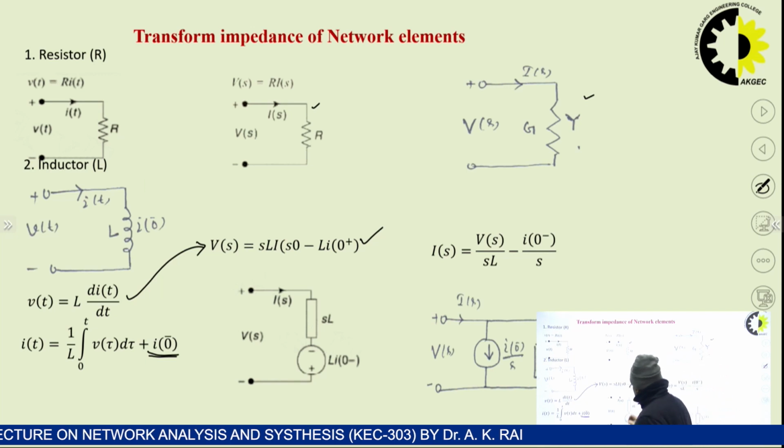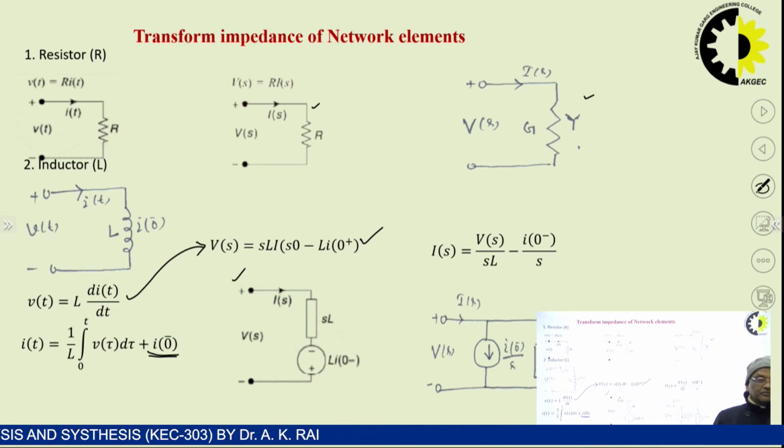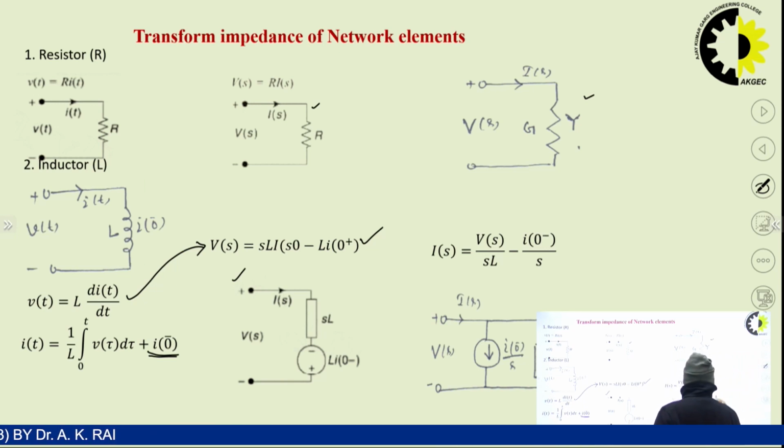Then we draw this equivalent. When the circuit is appropriate to apply Kirchhoff's current law, then we draw the equivalent of the inductor in S domain, this circuit.